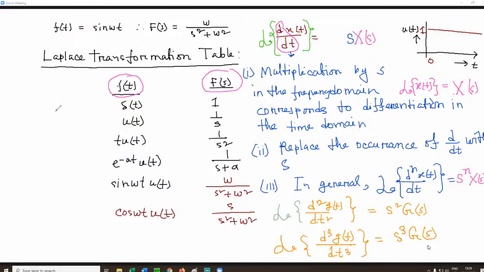Suppose now I give you an equation: d cube c(t) by dt cube plus c(t) equals u(t). Can you tell me what is the Laplace transformation of this function here?